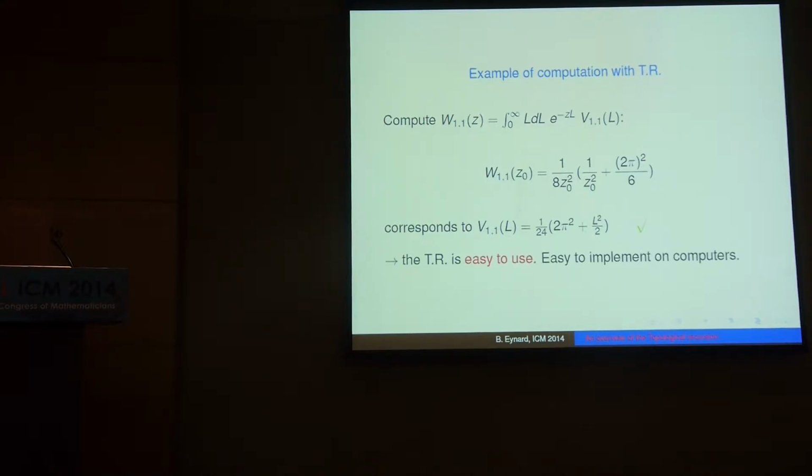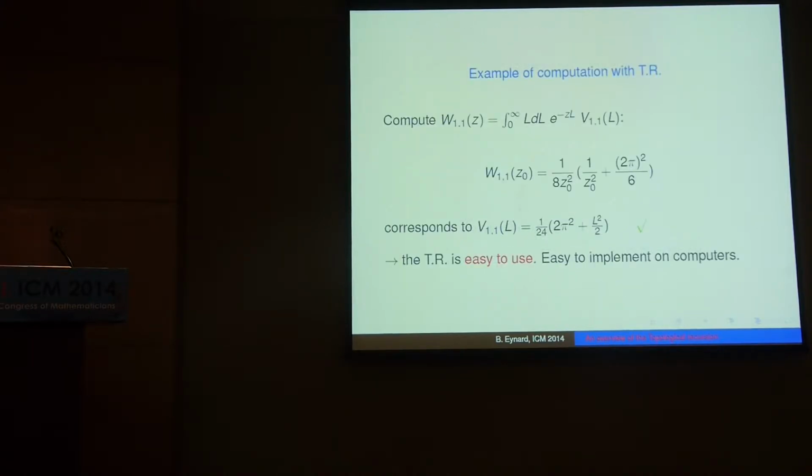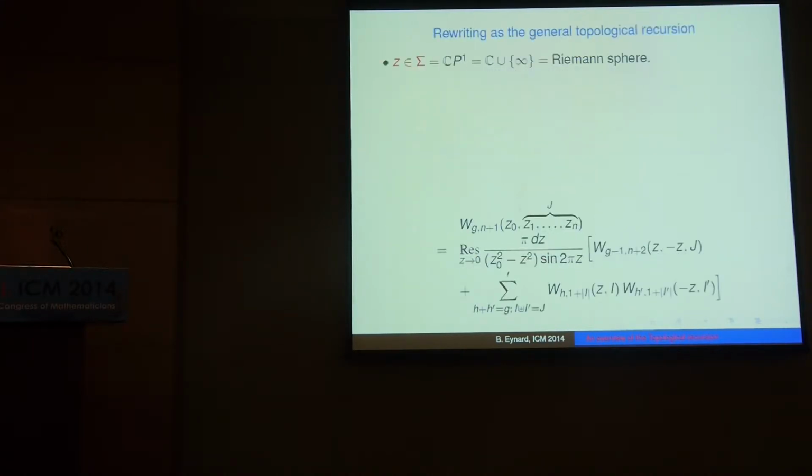So this is just to show you that the topological recursion is very easy to use in practice. You can do those computations by hand. So now let me show you that this topological recursion in this case is just an example of a much more general structure. So let's put Mirzakhani's equation, which is here, in a universal form.